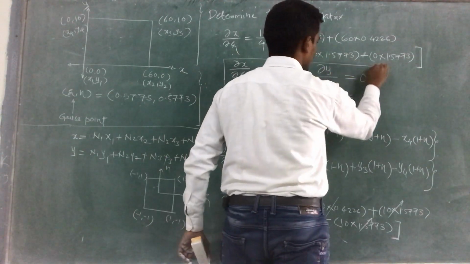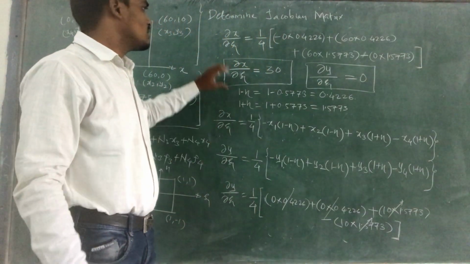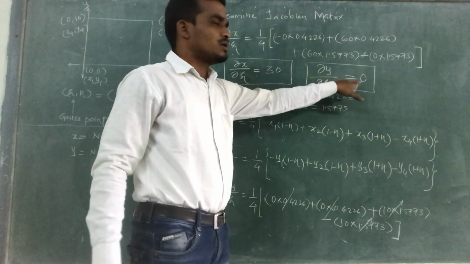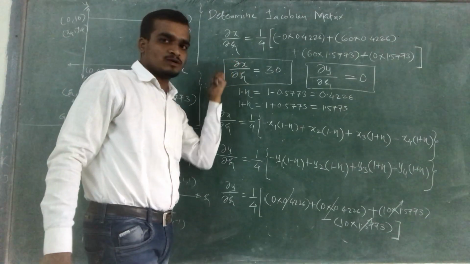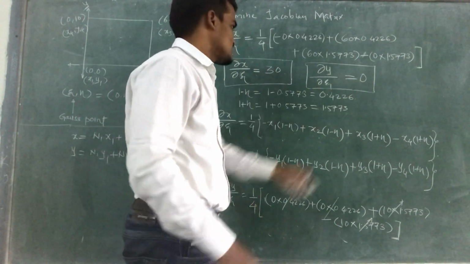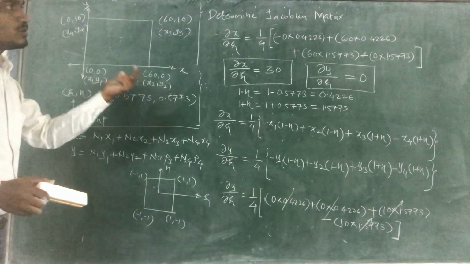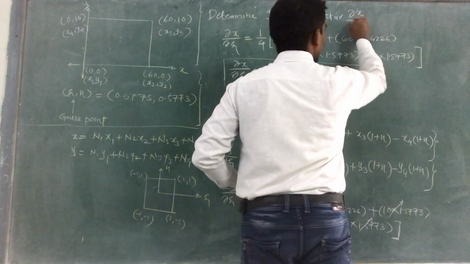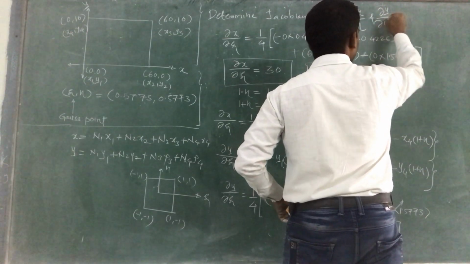Okay, so in this way you will get dou y by dou zeta. So dou x by dou zeta is equal to 30 and dou y by dou zeta is equal to 0. So from this first derivative, if you take the derivative with respect to zeta for x and y, you will get this 30 and 0. Now next is what? The remaining two terms are dou x by dou eta and dou y by dou eta.